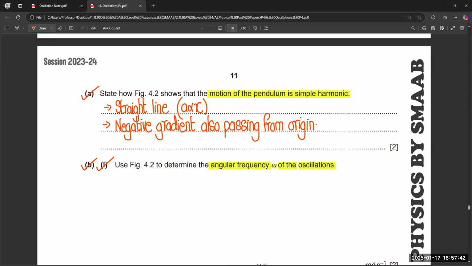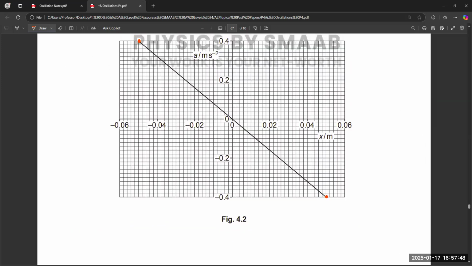Oh, it's going to be 2 pi over T, right? Okay. But the problem is time is not given in the graph. So we need to choose the other option. That is one possibility related to the time period, but right now that is not given. So we need to use a different method. Any other method in your mind?